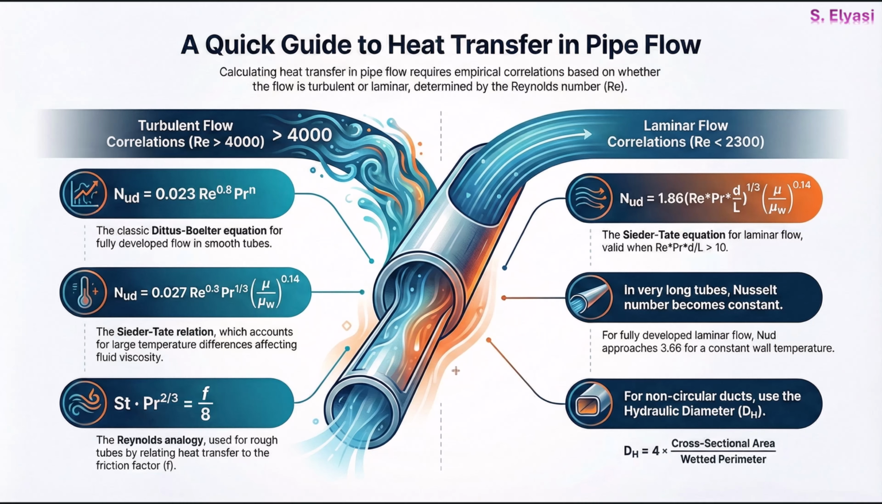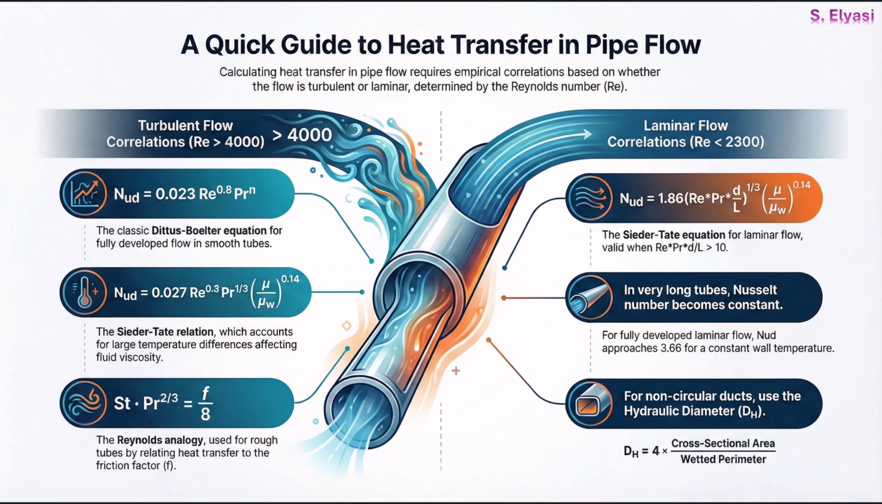First up, the flow regime is everything. You absolutely have to know if your flow is turbulent or laminar. Turbulent flow, that's when your Reynolds number is over 4,000, and laminar is when it's below 2,300. For your standard, smooth, turbulent tubes, the classic Dittus-Boelter equation, that's your go-to starting point.